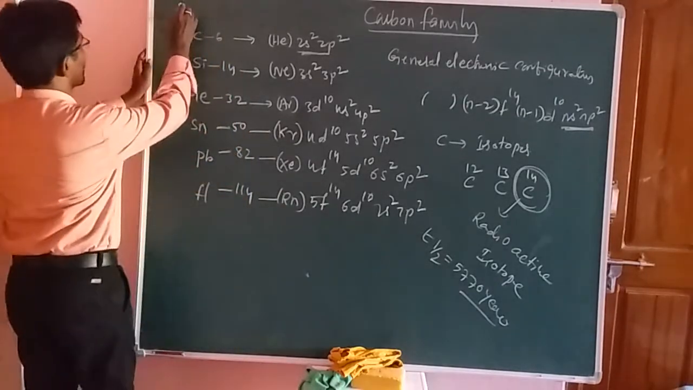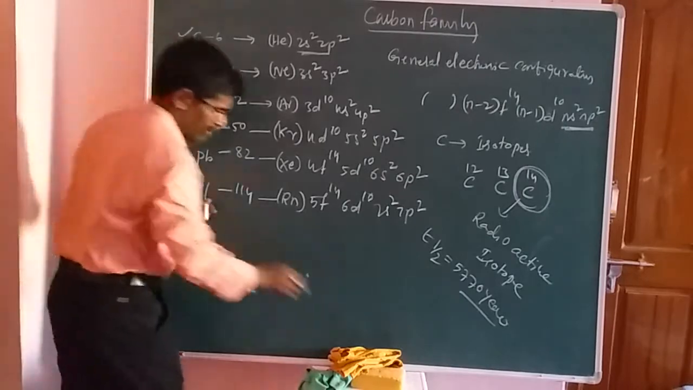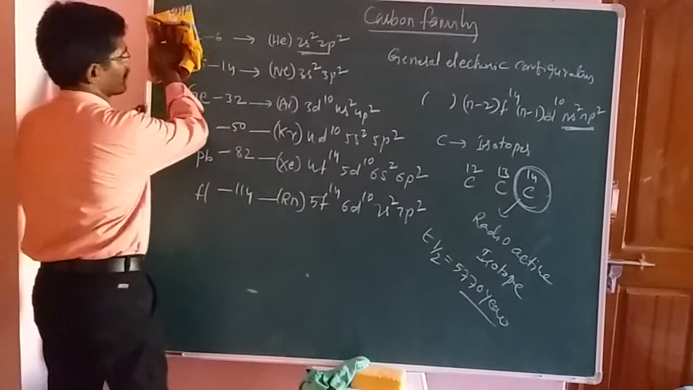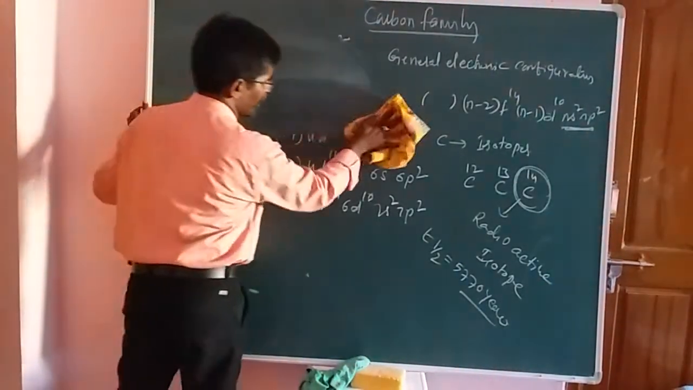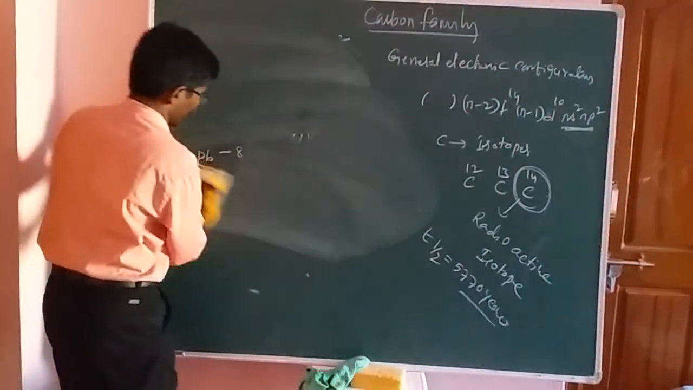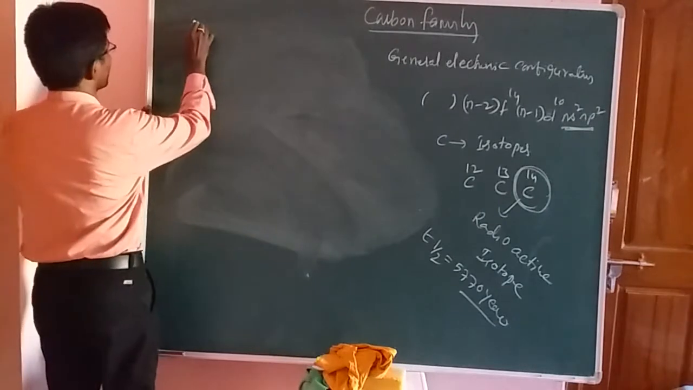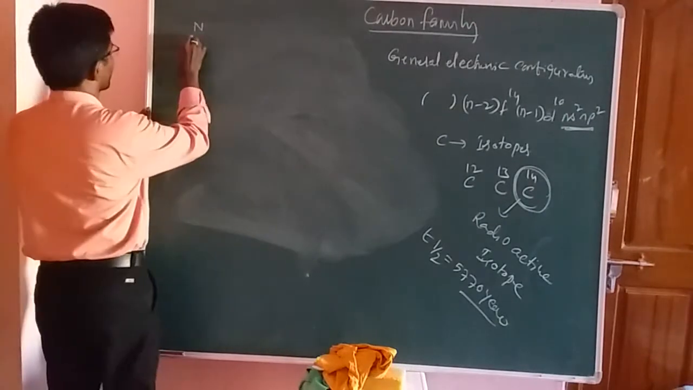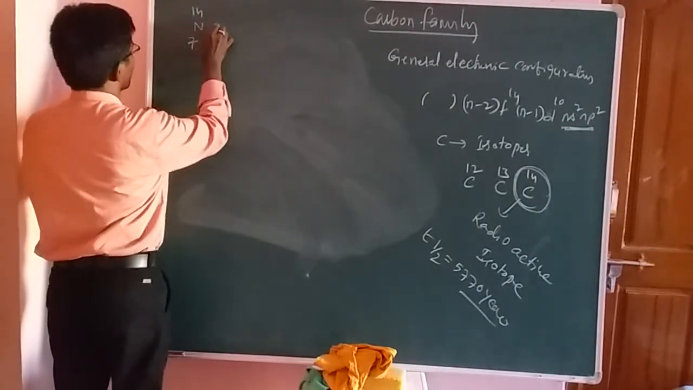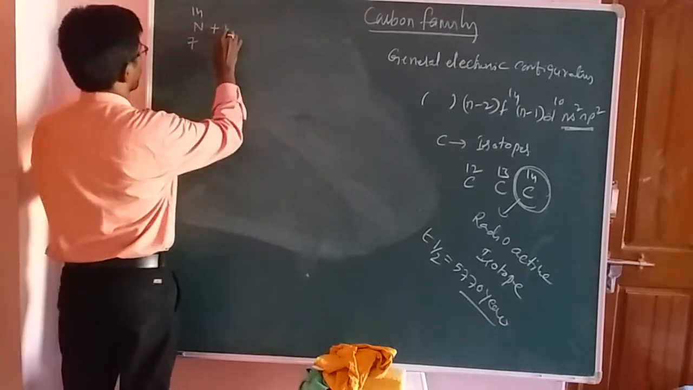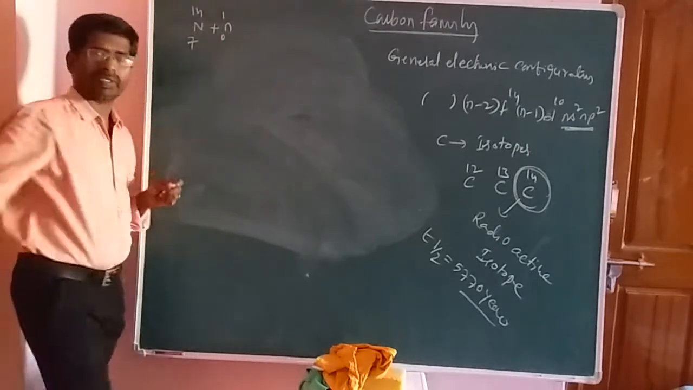Here you should take the nitrogen element. How will you prepare the carbon C14 isotope? You should take the nitrogen element. This is nitrogen, atomic number 7 and mass number 14, which is reacted with one neutron. This one is the neutron.